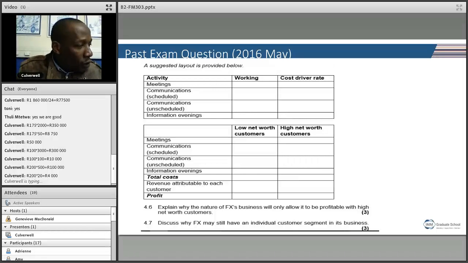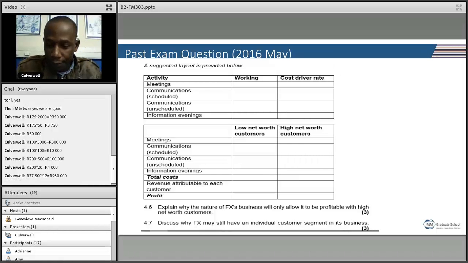And then finally, we'll move on to the very last activity there, which is customer information evenings. It was 77,500 per customer information evening we had, multiplied by the number we had, which was 12. So 77,500 multiplied by 12, I'm going to get myself 930,000. This will be exactly the same for your high net worth customers because we also had 12 with them.